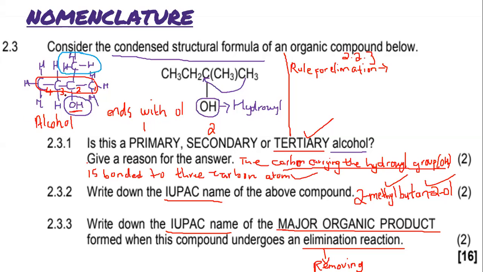Now, because there are two possibilities of introducing a double bond, either this side or this side when the OH is removed, then we must apply the rule for elimination. And I want to put it easily to you, and I will just say: H removed from less.